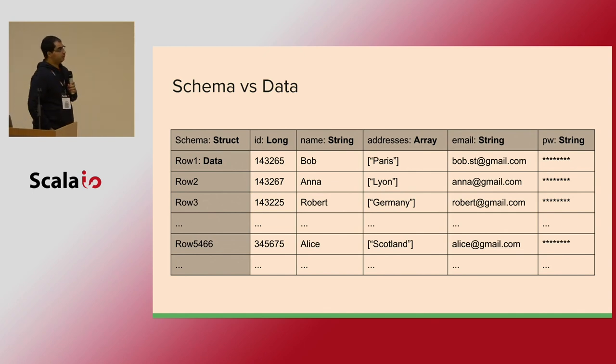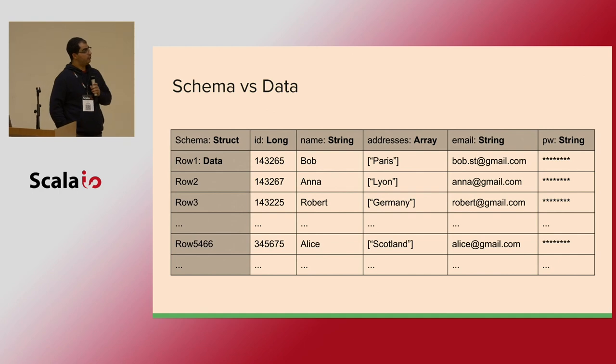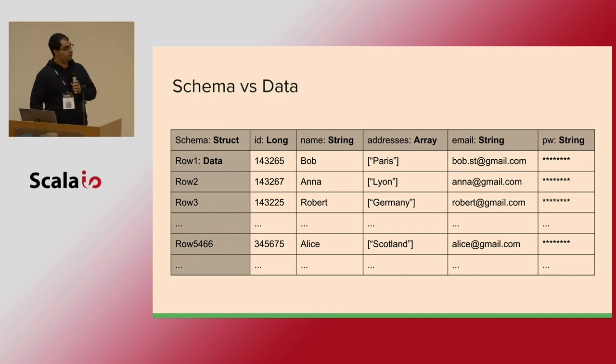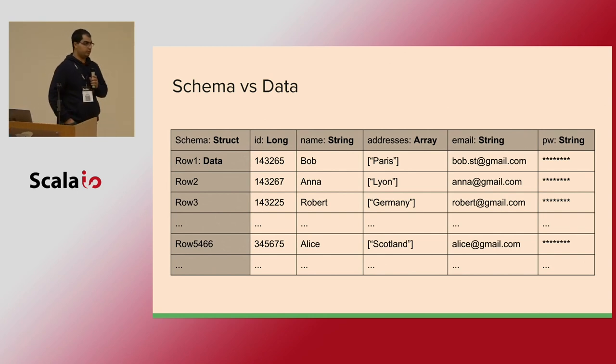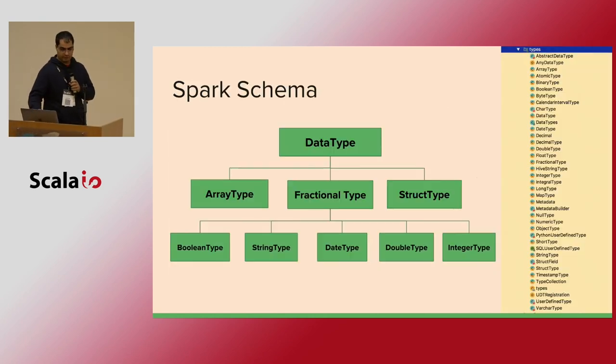So for example, here we have a simple table with multiple rows of data. Each piece of data has its type, but each piece of data also has a corresponding field name in the schema and the corresponding type defined in the schema. So any computation, for example a Spark computation framework, will expect the first field to be an ID in position zero and expect it to be a long. So the schema is, for example, a struct. A struct is a sequence of fields and names.